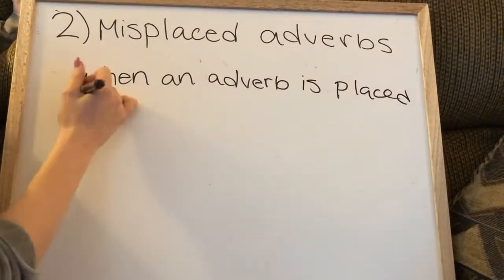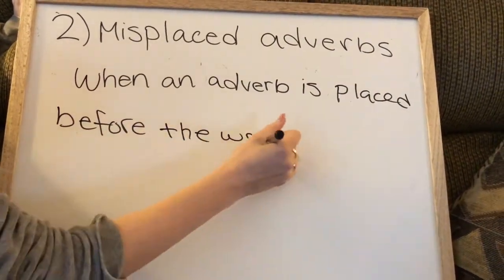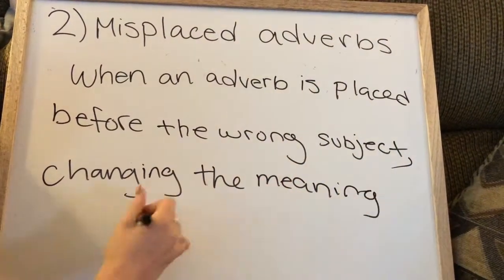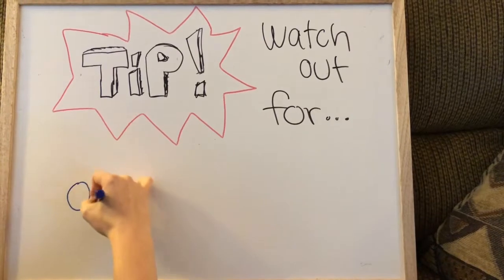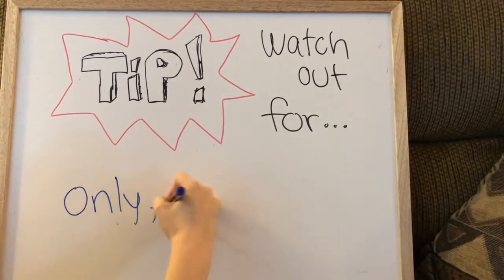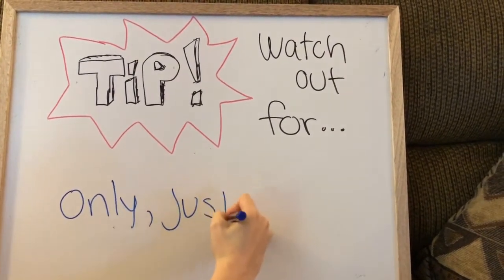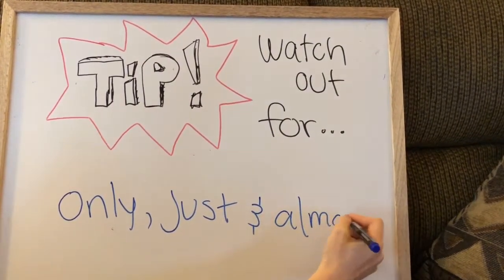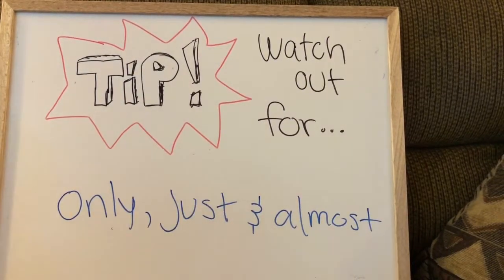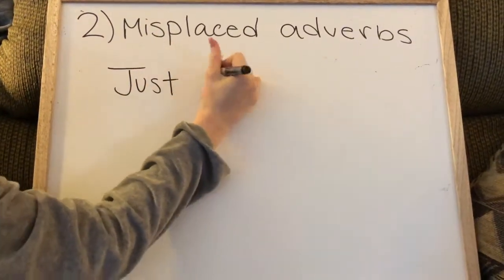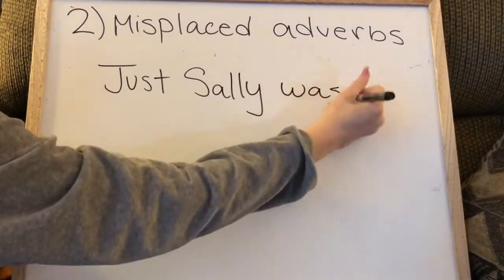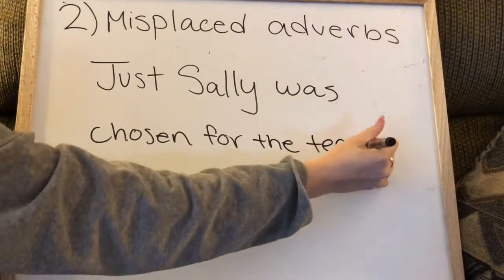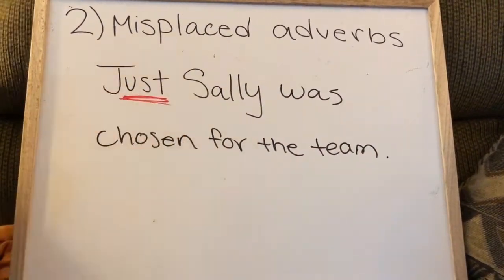A misplaced adverb is when the adverb is placed before the wrong subject, changing the meaning entirely. When using adverbs such as only, just, and almost, be sure to place the adverb before the proper subject. In this example, just Sally means only Sally was chosen, or Sally was just chosen, as in chosen recently.